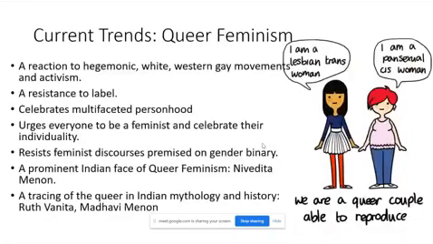So moving on, queer feminism. That's another current trend. Now, what does queer feminism resist? It is a reaction to hegemonic. It resists two things.